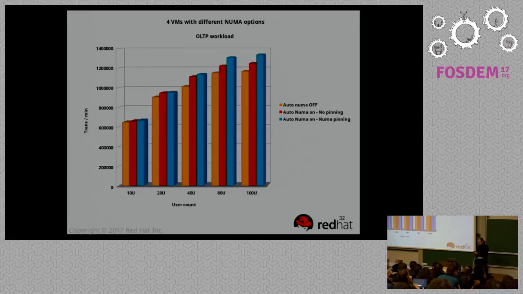And as you can see, the blue line is the hard binding. It's the fastest. And the red line is automatic NUMA balancing. So the kernel intelligence in the VM is effectively figuring out the best way to run the workload, where to put the memory, where to put the process in the CPU. And the yellow, or orange, I don't know how it looks there, is just standard without automatic NUMA balancing.